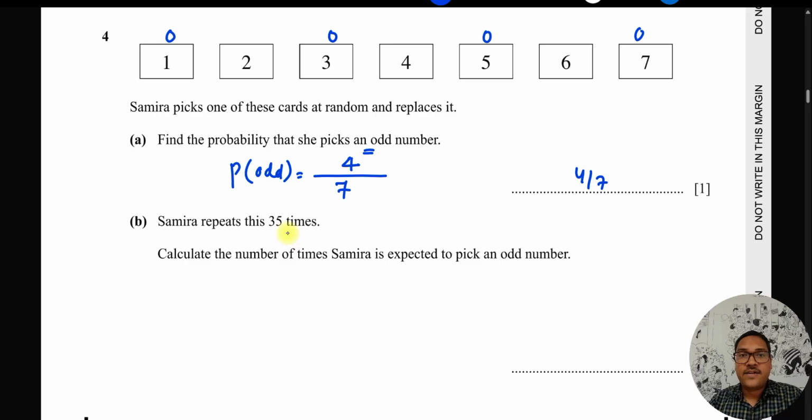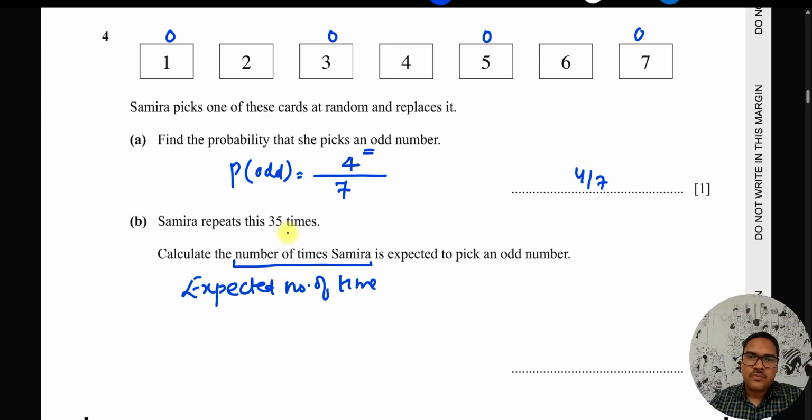Samira repeats this 35 times. Calculate the number of times Samira expects to pick an odd number. So what is the expected number of times she will pick an odd number? The expected value, or expected number of times, will be equal to the probability of getting an odd number, 4 by 7, times how many times you are repeating this, which is 35. This is how we write the expected number.